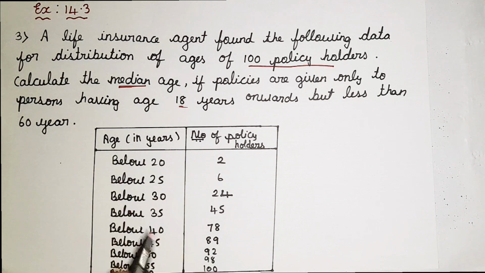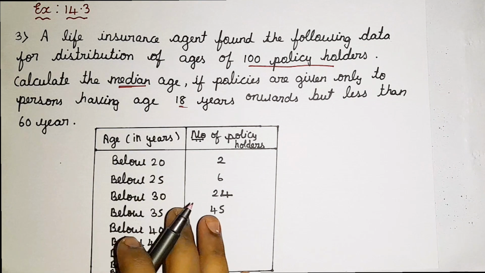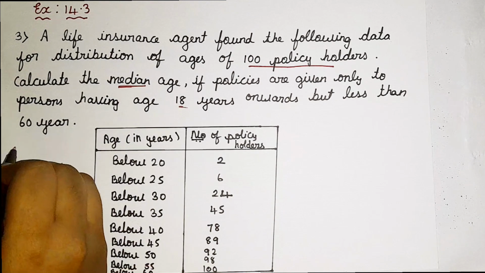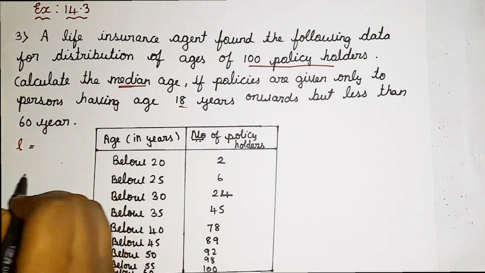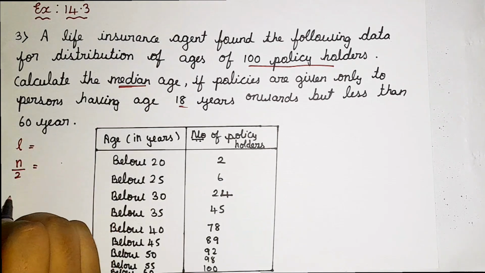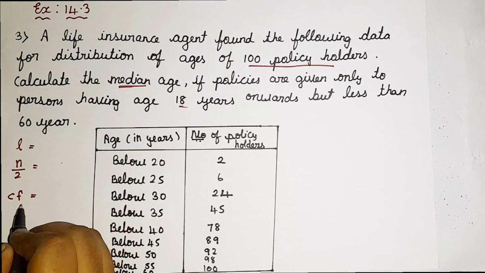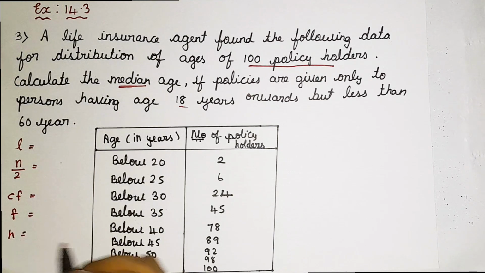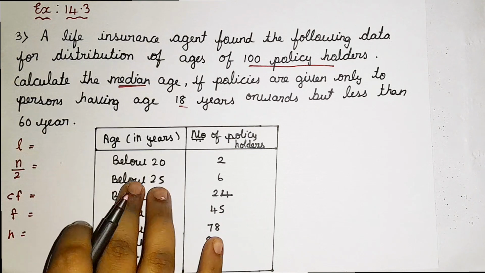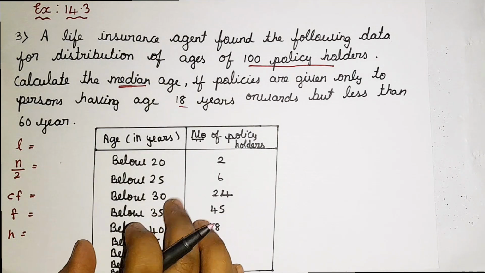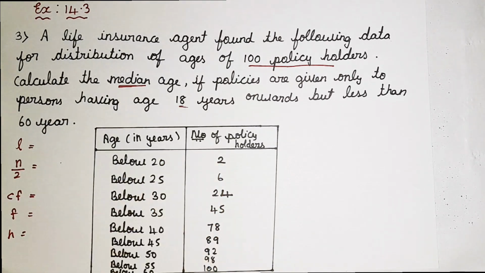Since we have below like that, it is literally hard to find the median, isn't it? Why? Because in the median formula we want the L value and n by 2 value, and then what else, CF value and frequency value and H value. To find these values, if it is like this, it is literally hard. So we are going to make it in a way in which it is easy to solve.